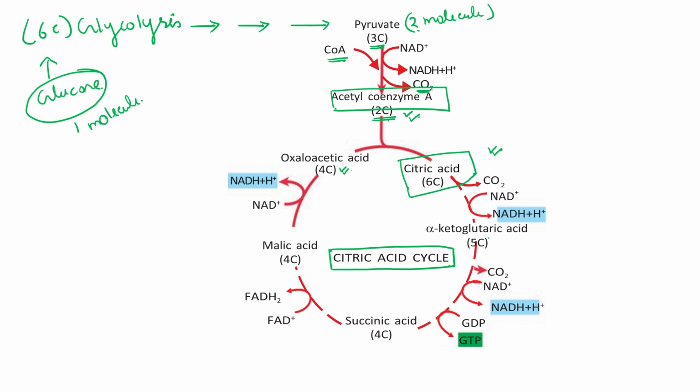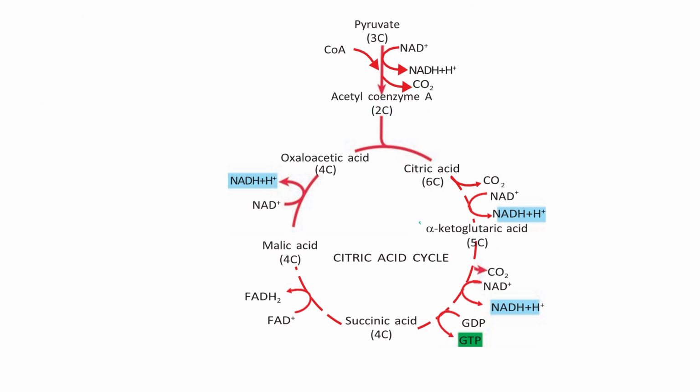And in this whole cycle, only this one, alpha ketoglutaric acid, is the only type of molecule present in this cycle having 5 carbons in it. Which molecule? Alpha ketoglutaric acid.